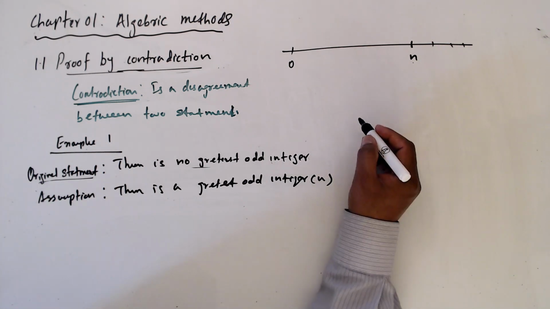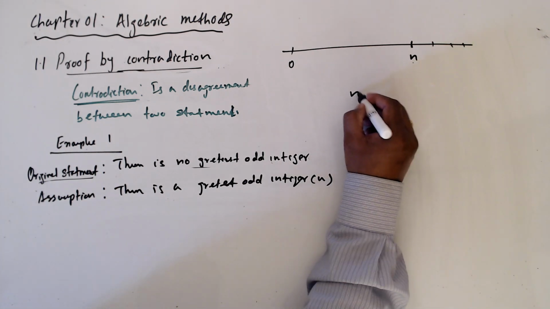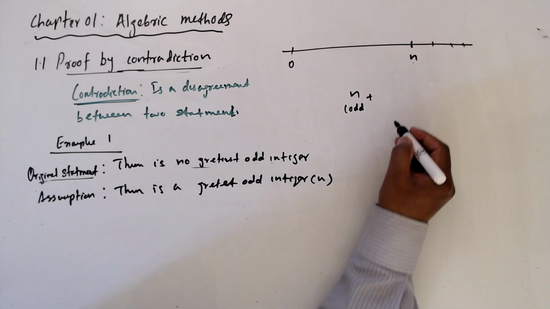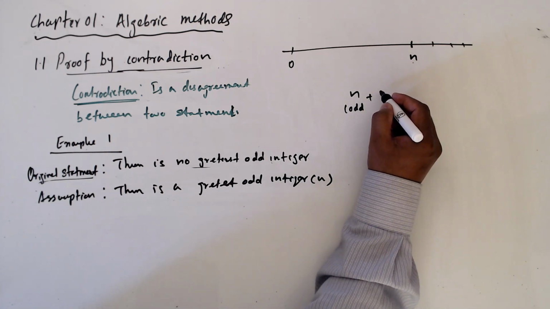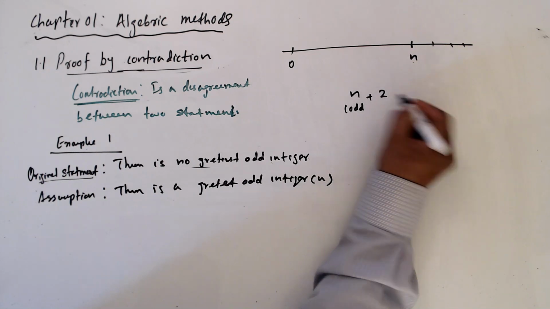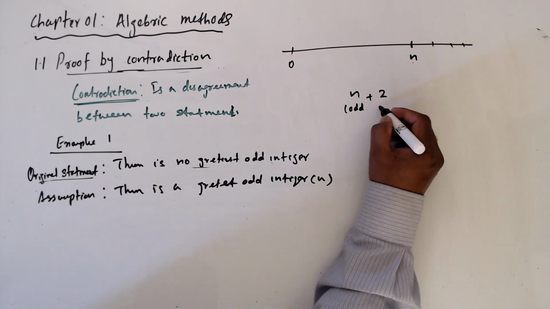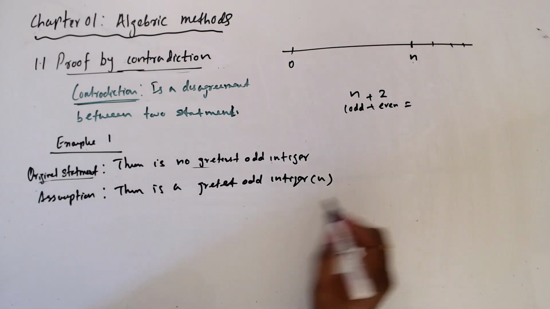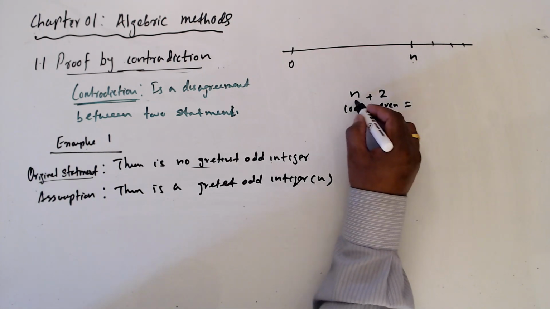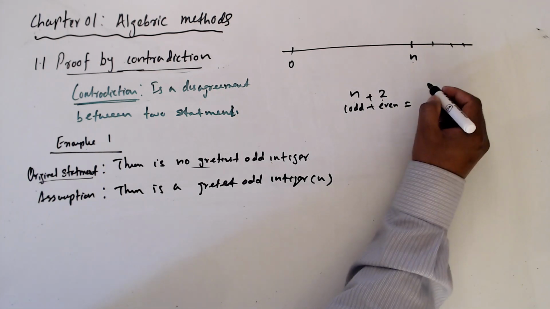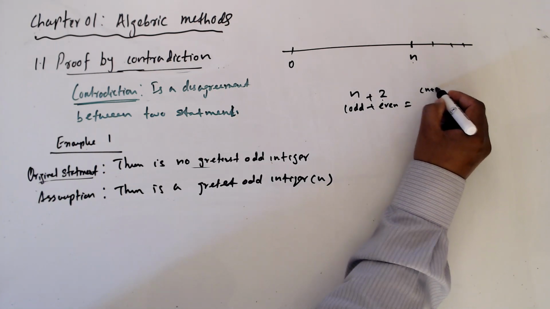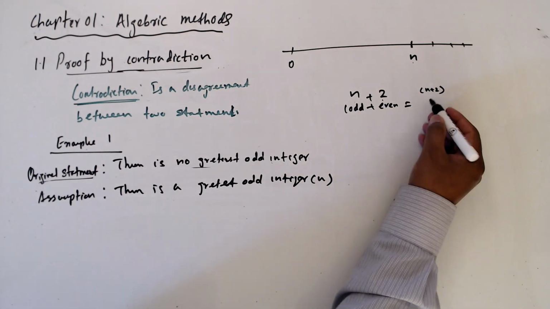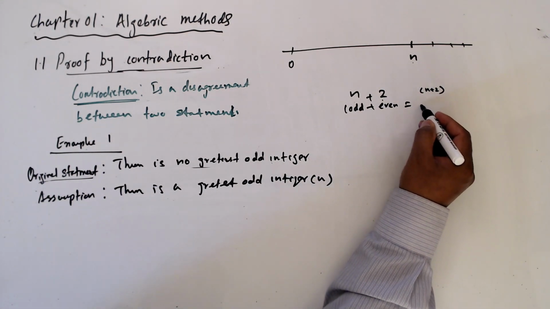Then what will happen? n is an odd number. Then I will add 2 to this odd number. 2 is even. When you add 2, there is another number, which is called n plus 2. So is this n plus 2 odd or even?